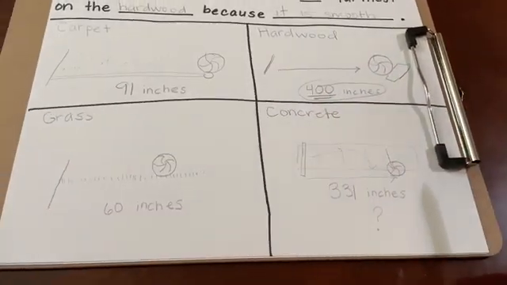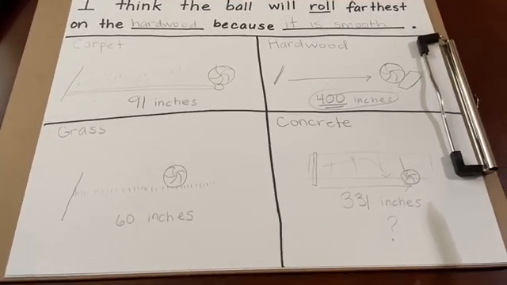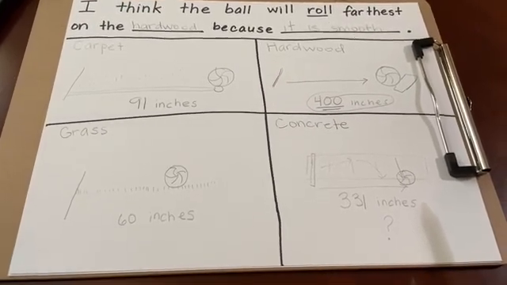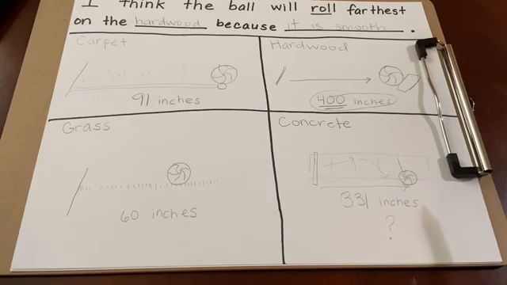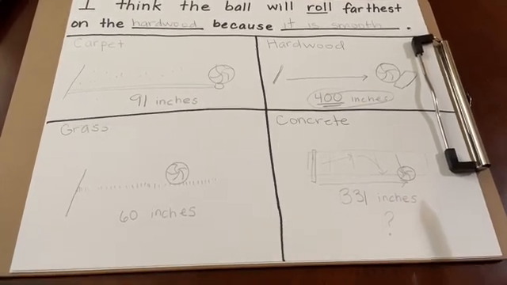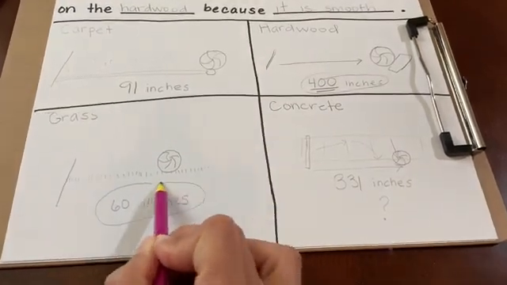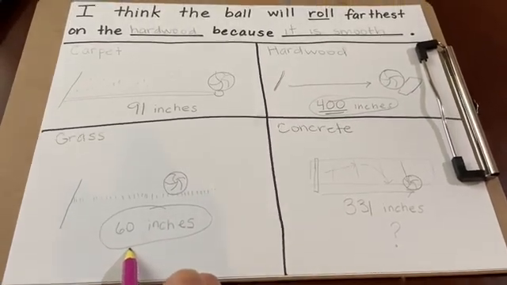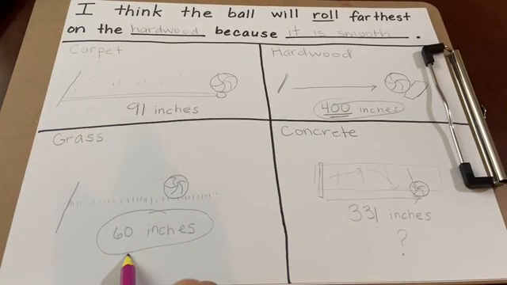That was really far. So our next question, which ground had the most friction? Because remember, the friction makes the ball slow down sooner. You're right, the grass. The grass had the most friction because the ball did not roll very far. It only rolled 60 inches. Awesome. Feel free to pause the video here, scientists, if you'd like to work on your data sheet.